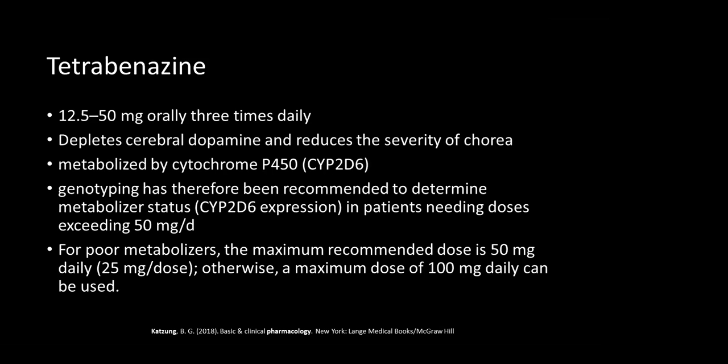Tetrabenazine, 12.5 to 50 milligrams orally, 3 times daily, depletes cerebral dopamine and reduces the severity of chorea. Metabolized by cytochrome P450, and genotyping has therefore been recommended to determine metabolizer status in patients needing doses exceeding 50 milligrams per day. For poor metabolizers, the maximum recommended dose is 50 milligrams daily. Otherwise, a maximum of 100 milligrams daily can be used. Next slide.